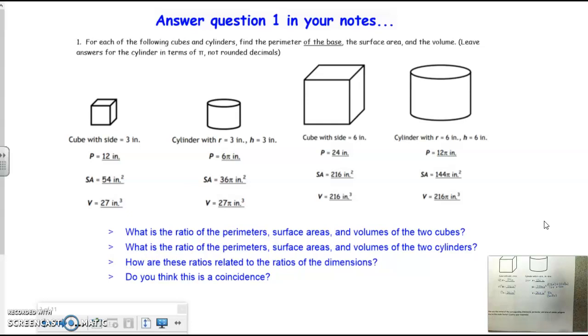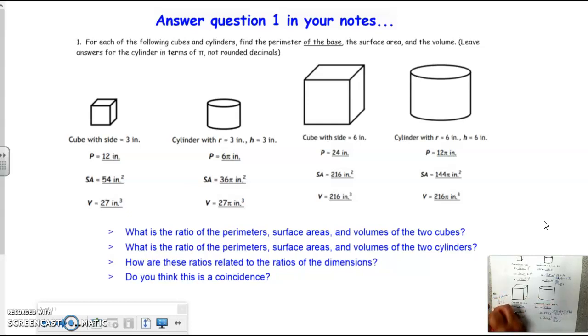All right, so now it asks us for the ratio of the perimeters, the surface area, and the volume of the two cubes. So we're going to compare these right here, for the cube first. For the cube, the ratio of the perimeters is going to be 24 over 12, and 24 over 12 is equal to 2. So that's the ratio of the perimeters.